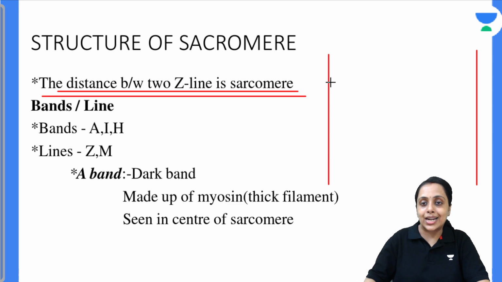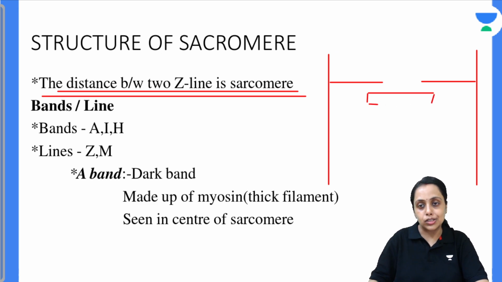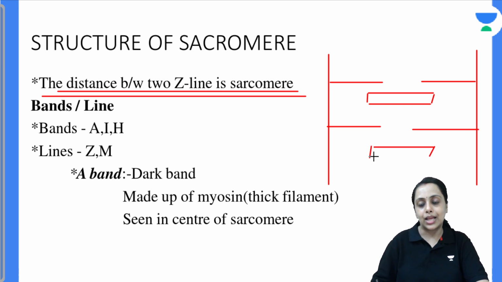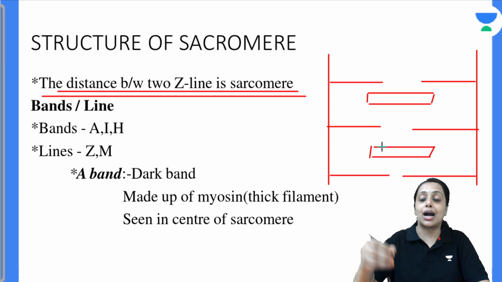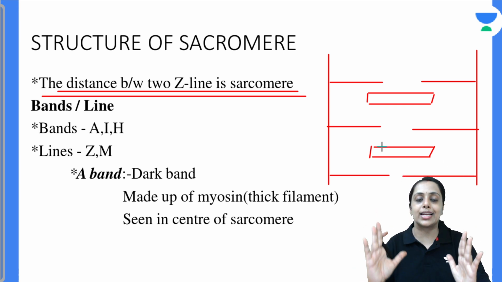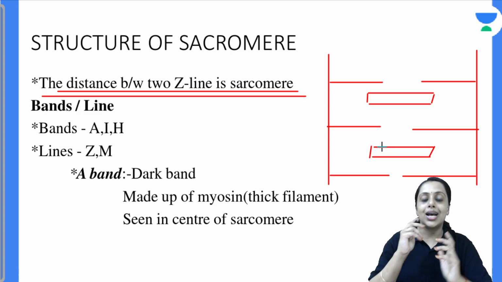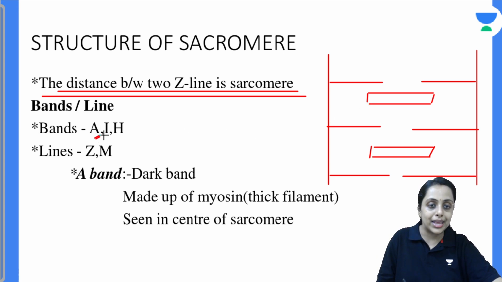In between two Z lines, we have this thin filament, that is the actin filament. We have this thick filament, which is the myosin filament. Then again, we have thin filament, then again thick filament, that is myosin filament, and thin filament. So all the structural components between two Z lines make up the sarcomere. Our sarcomere consists of three bands, A band, I band and H band. It consists of two lines also, Z line and M line.